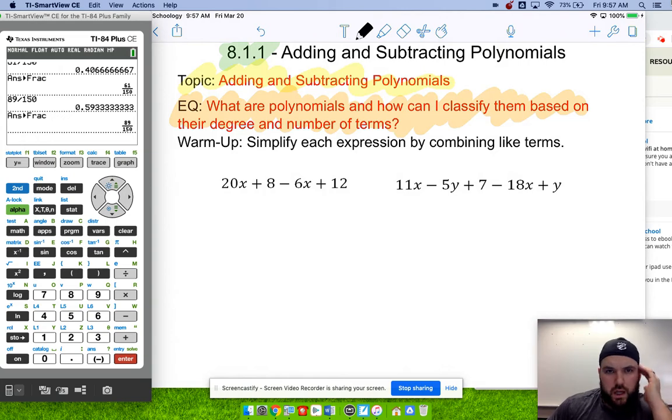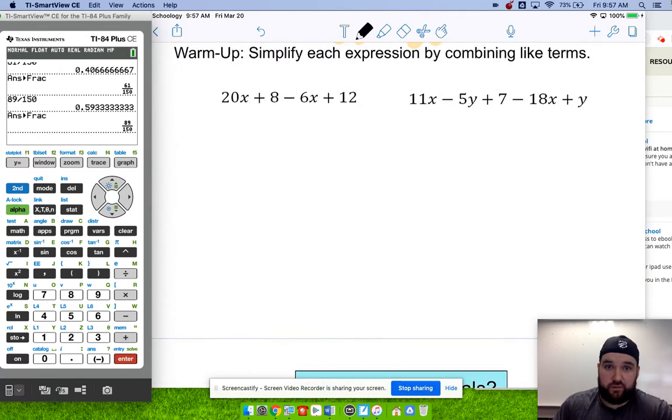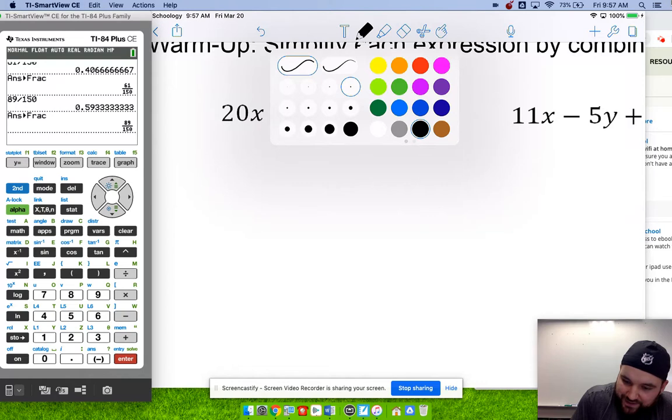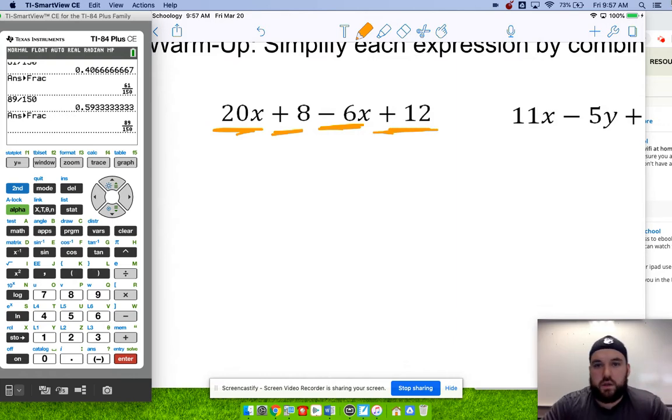We're going to start off by combining like terms, which is something we've done before and are familiar with. When I say combine like terms, this first expression has 4 terms: 1, 2, 3, and 4. So 20x, positive 8, negative 6x, and positive 12.